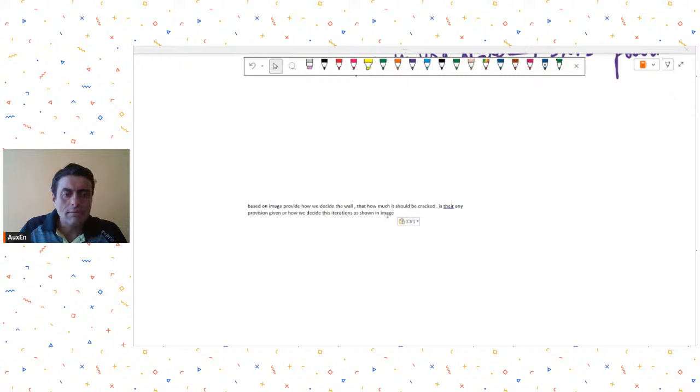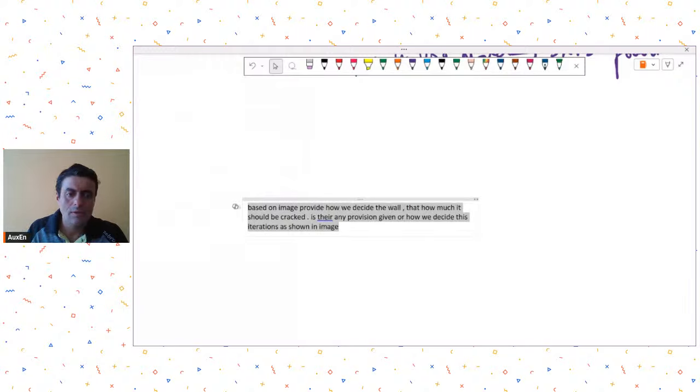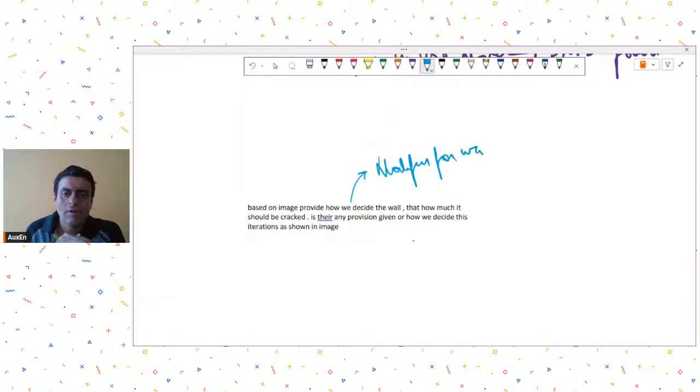So based on the image provided, how do we decide in the wall how much it should be cracked? Is there any provision given for how to decide it? See, the modifiers that you have to take for wall, there is no provision as such for different modifiers on the basis of cracking.